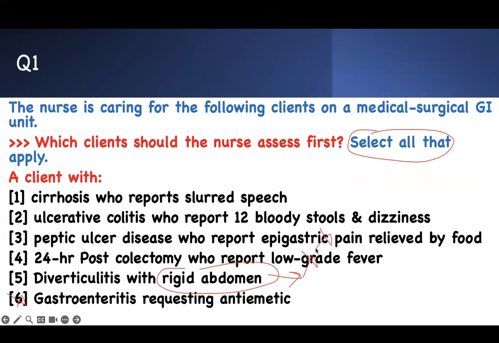Don't worry about it. Ulcerative colitis, you're going to have bloody bowel movement. But guess what? Now the patient is dizzy. This is not an expected finding. This is a problem. A cirrhosis patient will develop ascites, and will develop slurred speech when they have what? Encephalopathy. So slurred speech is a form of encephalopathy. Therefore, 1, we have to see. 2, we have to see. And 5, we have to see.